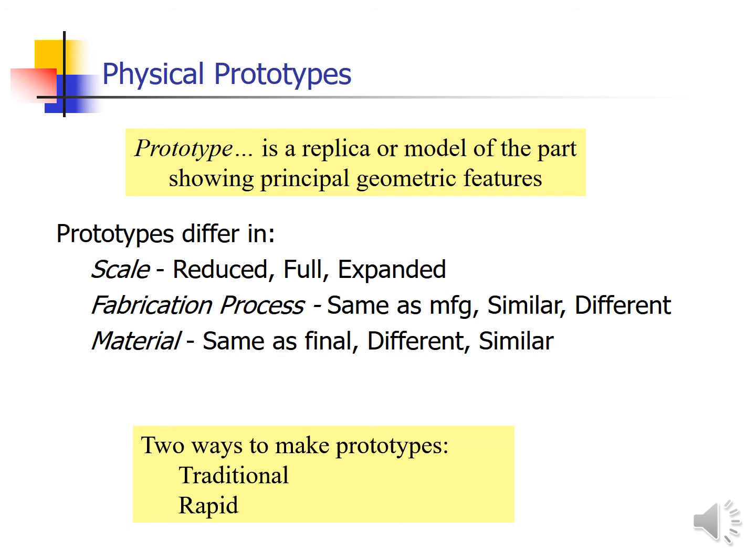A prototype is a replica or model of the part showing principal geometric features. A prototype differs in scale: the prototype and the actual product may be different in scale, reduced, smaller or bigger. The second is the fabrication process, which may be the same as manufacturing, or similar, or somewhat different. Material can be the same as the final, or different or similar. Two ways to make a prototype are traditional and rapid. A prototype means quantity less than the production capacity.